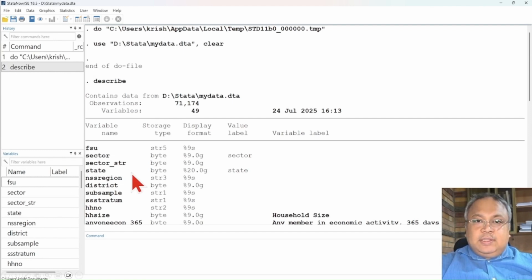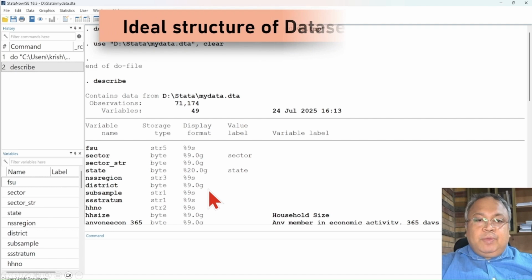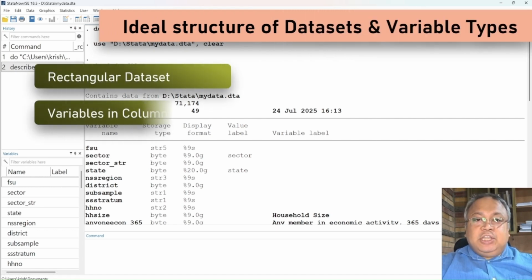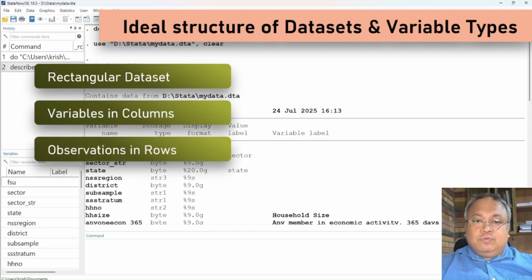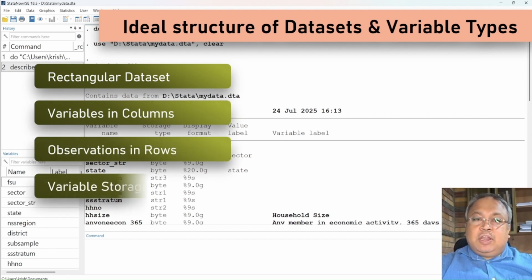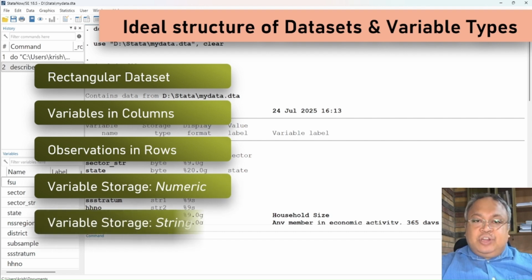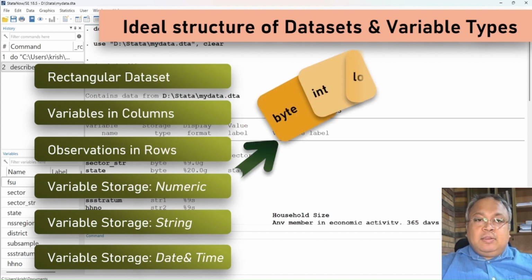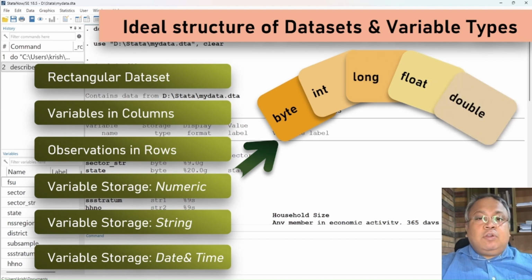When we load a dataset in Stata, it expects the dataset to be in rectangular format. A rectangular dataset has variables in columns and observations in rows. Stata allows for three different types of variables: numeric, string, and date and time. We will talk about numeric and string types today. Numbers are usually stored as numeric variables so that we can do mathematical calculations with them. There are 5 different types of numeric variables, which are byte, int, long, float, and double.